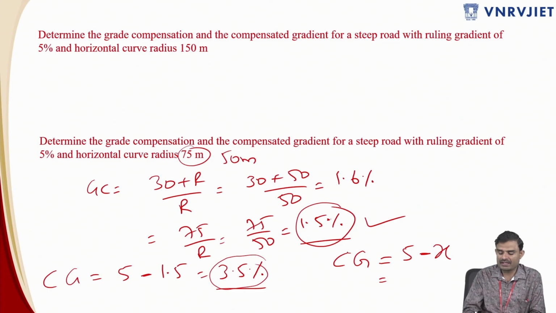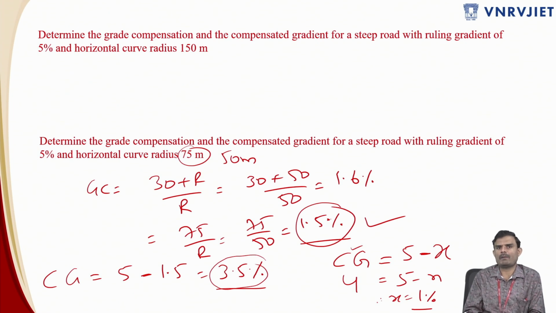So here this is coming less than 4%. So you have to fix this as 4% first, so 5 minus x equals 4. So x will be 1%. It means that even though the code recommends you to go ahead with 1.5% grade compensation, you are allowed to go only with 1% grade compensation. So 0.5 will not be reduced from this, because you should have a minimum value of 4% ruling gradient after compensation. The leftover gradient, the compensated gradient, should be equivalent to at least 4%.